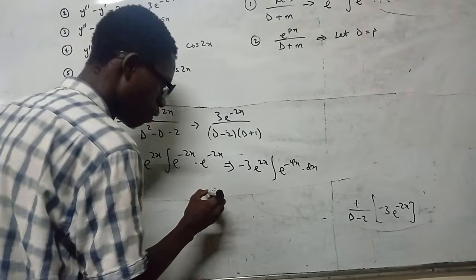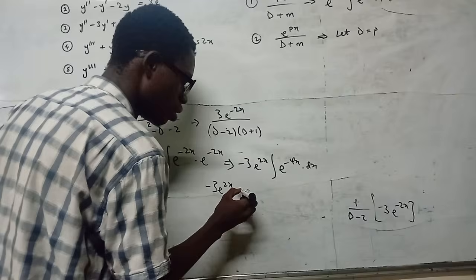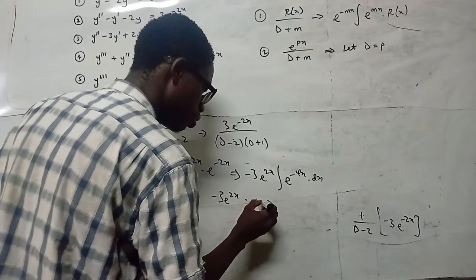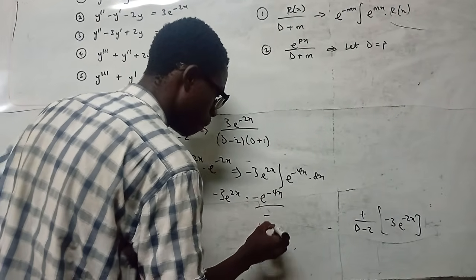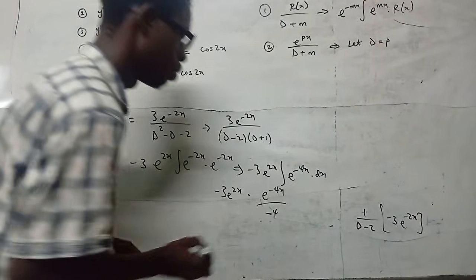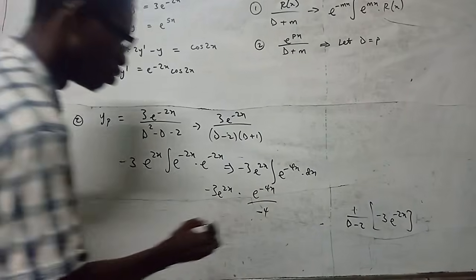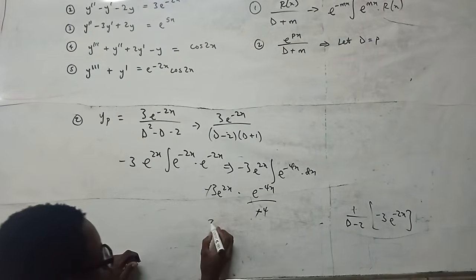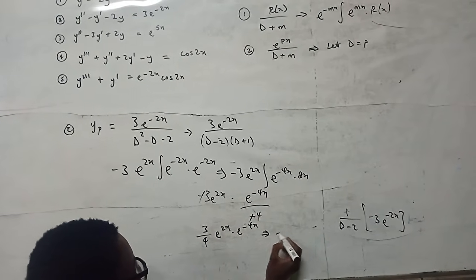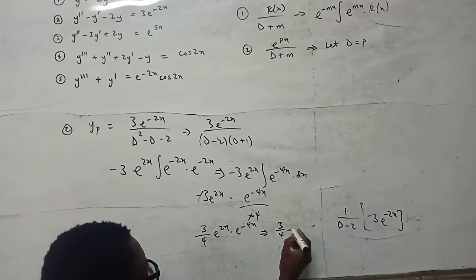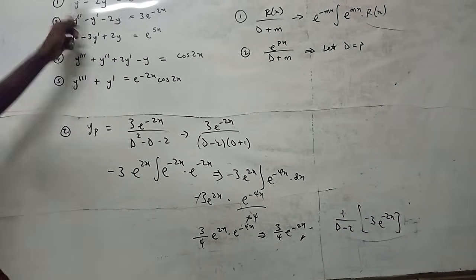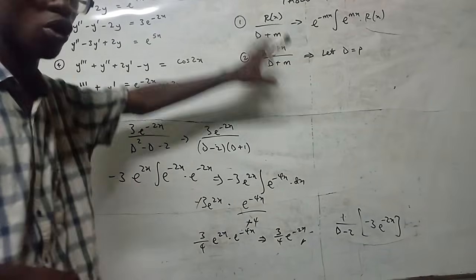So if we do this, we have minus 3 e raised to power 2x, and if we integrate this, minus is coming down, minus e to the minus 4x over minus 4, since minus is coming down. Yes, so this is cancelling this. So we have 3 over 4 e raised to power 2x times e raised to power minus 4x, which is 3 over 4 e raised to power minus 2x. And that's our y particular, our solution to this using operator D techniques.